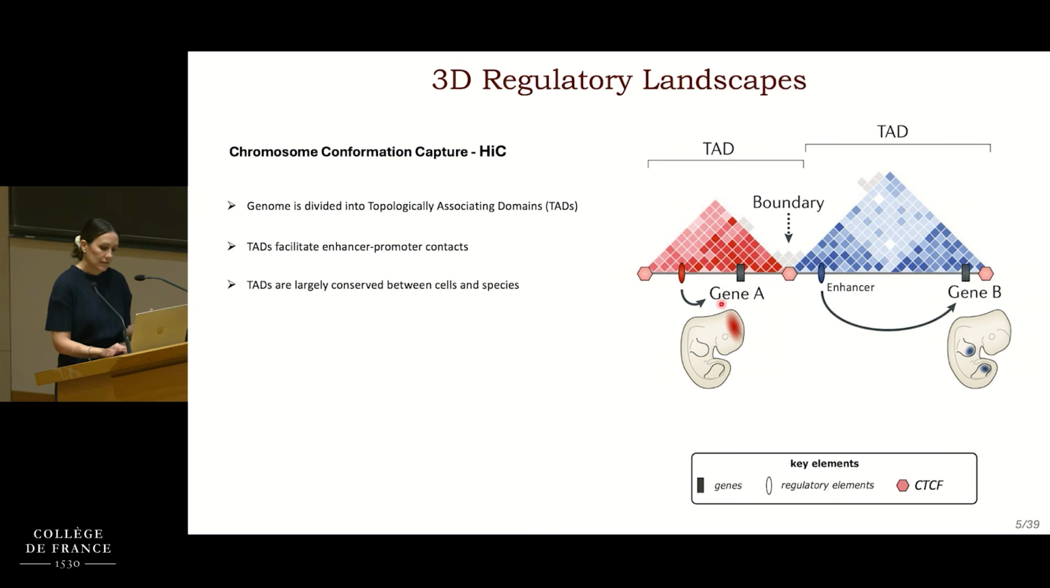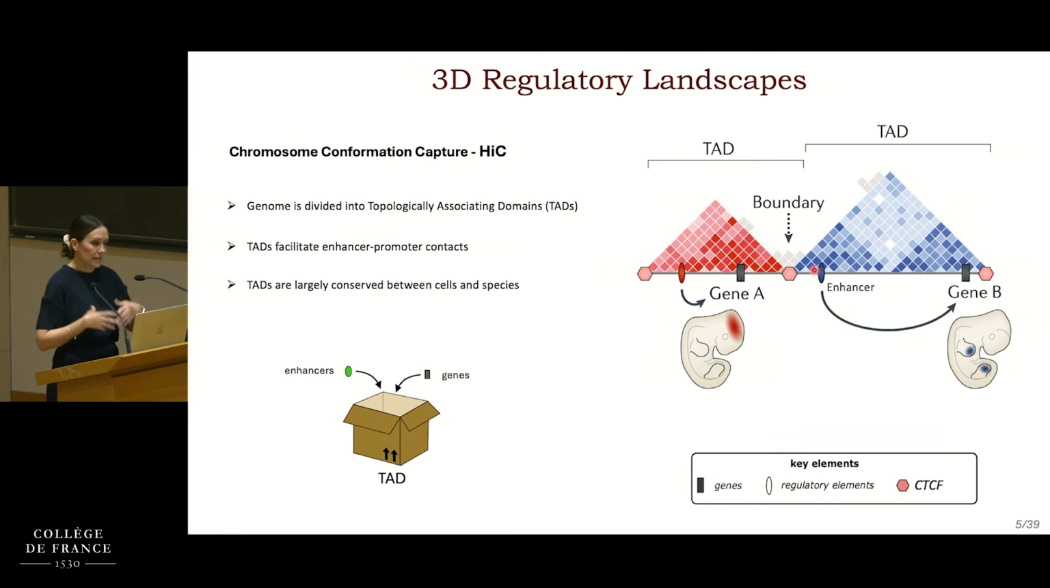So in a way, these TADs facilitate enhancer-promoter communication. Also, TADs are usually separated from one another by boundary elements, which restrict the interaction between neighboring TADs. And more importantly, TADs are largely conserved between cell types and species. So we could imagine our genome as divided into small boxes that contain the enhancers and the genes that they regulate, so that everything is properly organized.